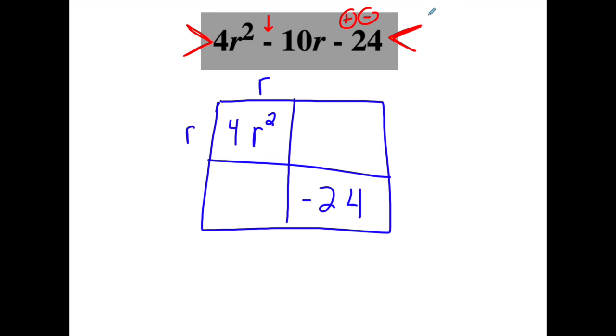Now, it's not an easy problem, right? 24 could be 1 and 24. Could be 2 and 12. Could be 3 and 8. Could be 4 and 6. 4 could be 1 and 1 or 2 and 2. So maybe you can look and in your head figure out how this would work.